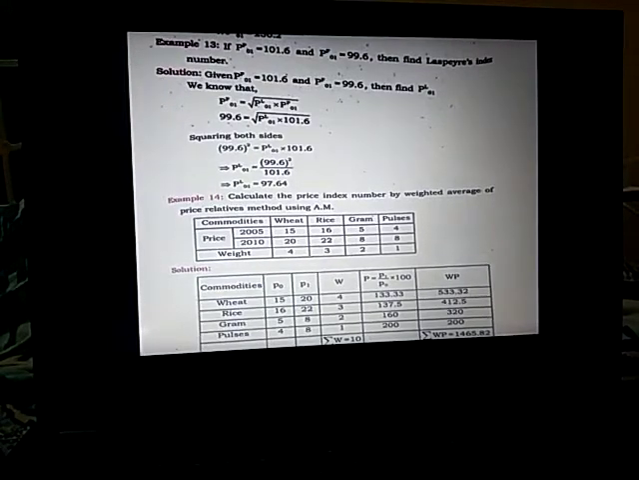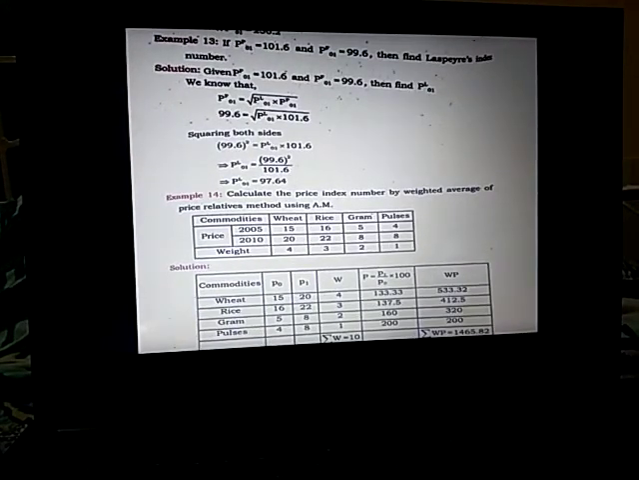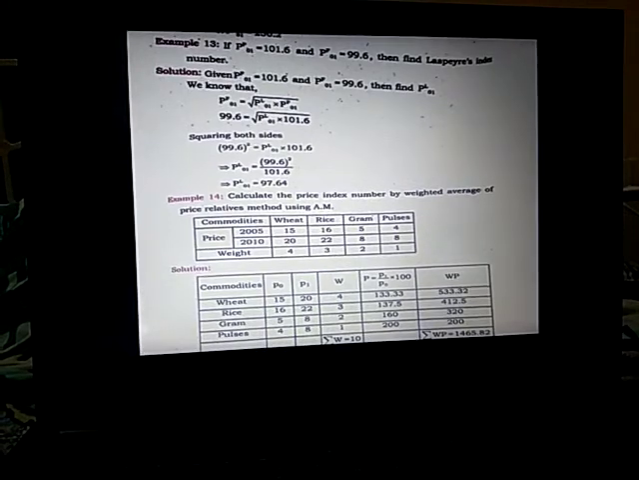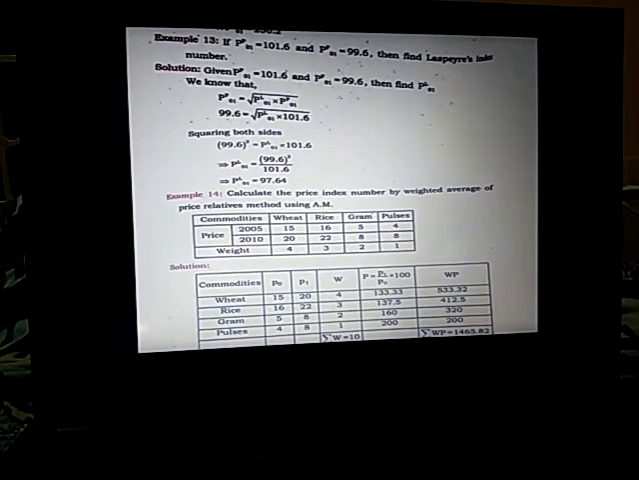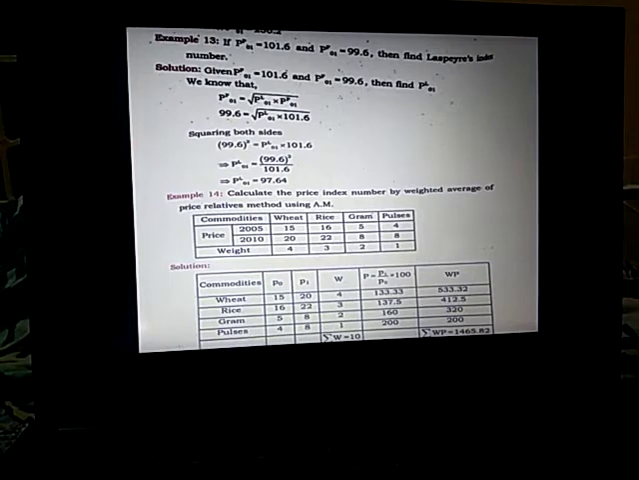Hello students, moving on to a few more examples. In the previous videos we had seen a few examples to calculate the price index numbers. Next we'll see a few more examples. If Paasche's price index number is 101.6 and Fisher's price index number is 99.6, then find the Laspeyres index number. They have given us Paasche's price index and Fisher's price index. We have to find the Laspeyres index number.